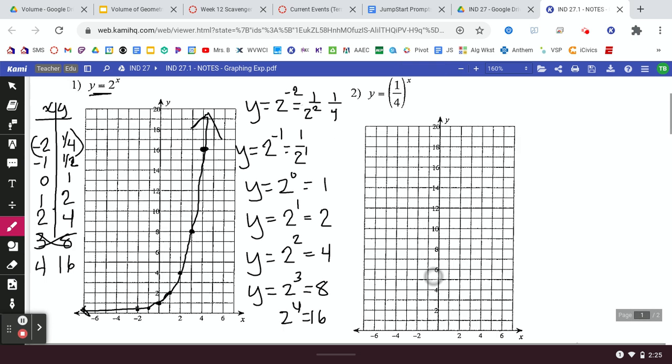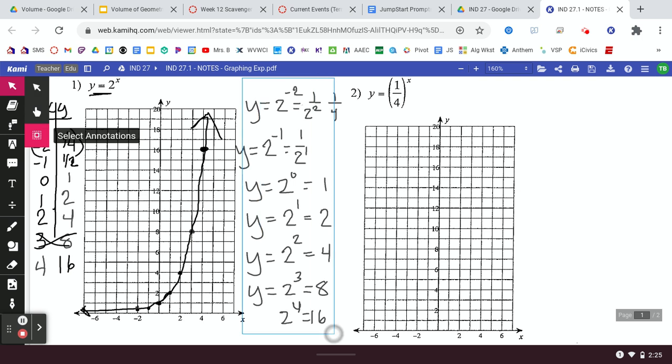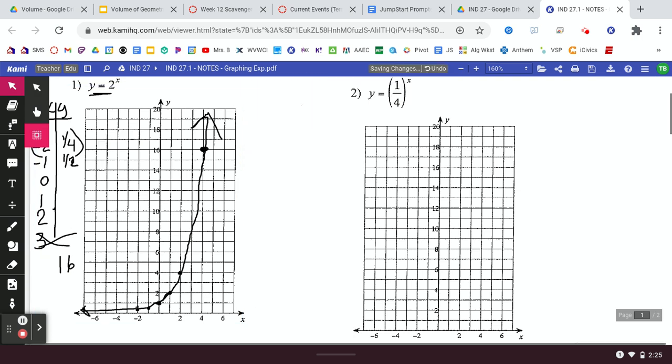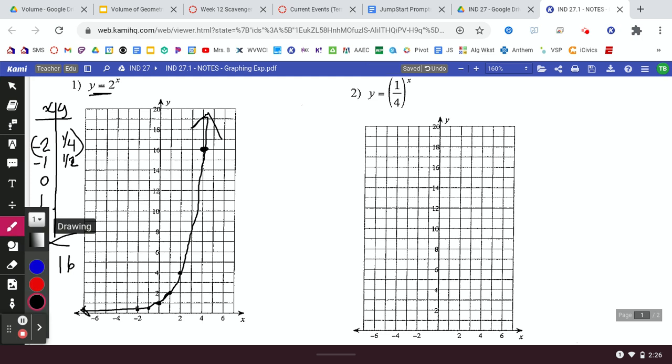Everybody good with this one? Because I'm going to have to erase this to have room. These really do take up a lot of room. If you ever, on your homework assignment, need a blank sheet of paper for your work, you don't even have to ask me. Just do it and staple it to it. These take up a lot of space, okay?